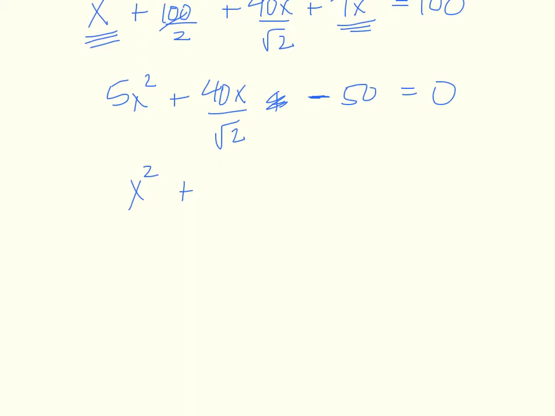Where'd you get that 4x squared? Okay, yeah. And then you're collecting these to make 5x squared. Which ones? 4x squared and x squared. 5x squared plus 50 plus 40x over root 2, minus 50 is equal to 0. Okay. And then I collected terms. Then you divided everything by 5. Yes. Just to make it easy.